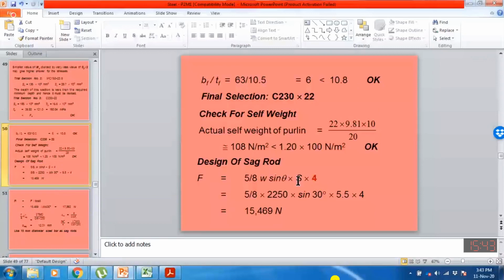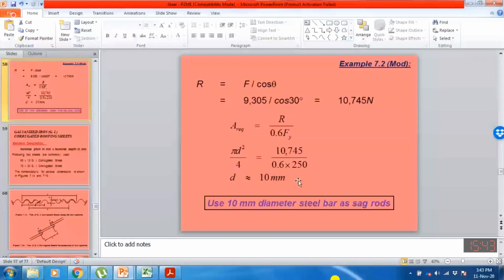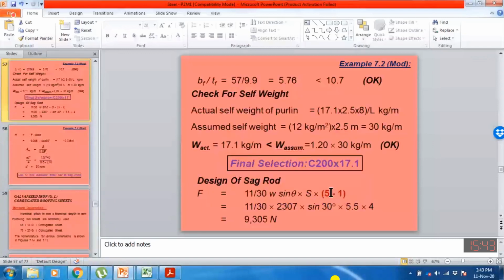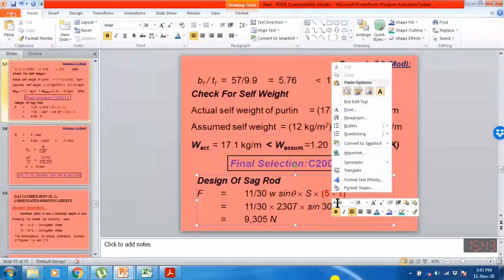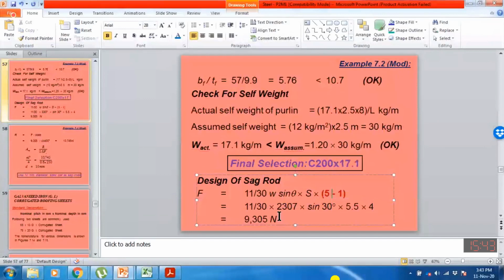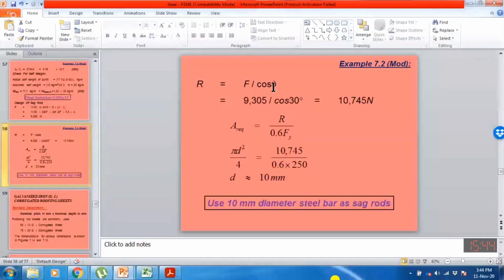5 minus 1. 5 minus 1 means number of the purlins on one side minus 1 will be number of the sag rods. So this is the total force in the sag rod, which is 9305. So we will convert into reaction in the sag rod. So reaction in the sag rod will be equal to R equal to F over cos theta. So 30 degree is the inclination of roofing system or top chord. So R value will be equal to 10,745.